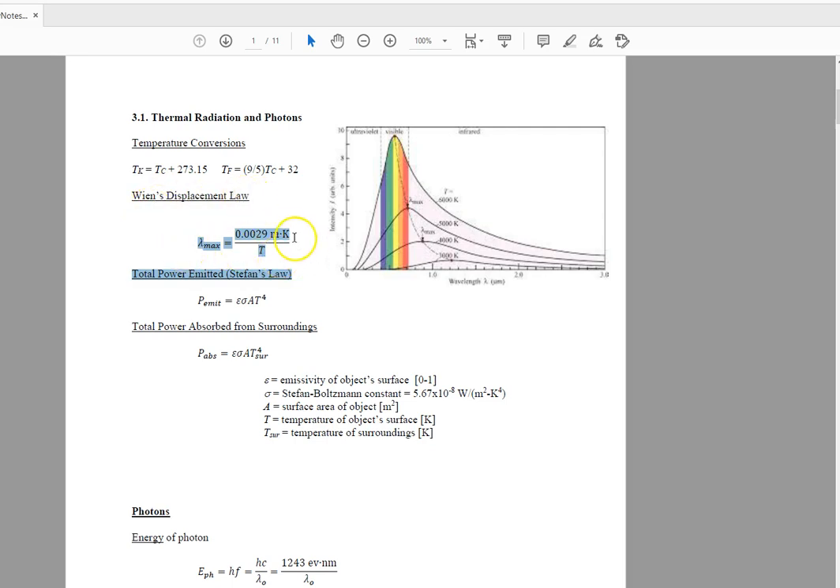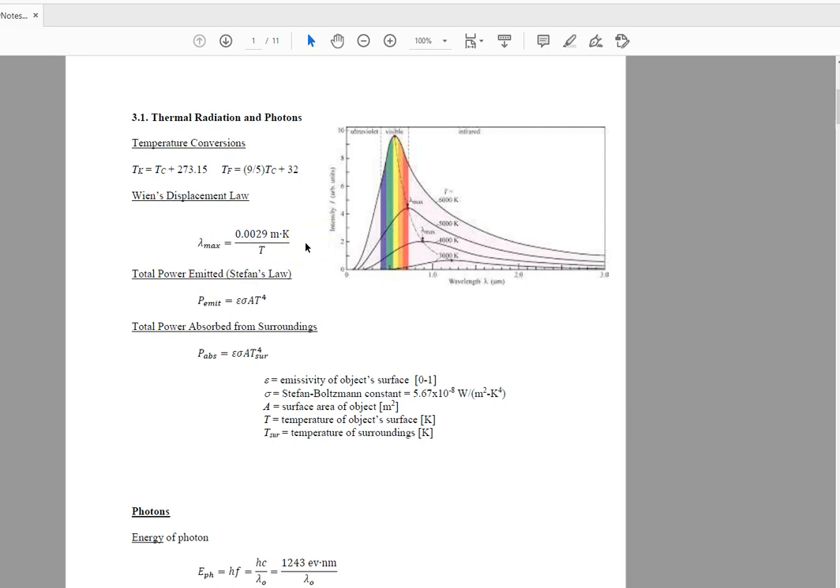Now realize we are going to be using Kelvin for our temperature scale. So I remind you guys, up here are temperature conversions. Celsius plus 273.15 will get you Kelvin. And then you can convert Celsius to Fahrenheit or vice versa using this equation right here. So just don't forget your temperature conversions. Write them down on your study sheet when you come to take a test, and you can use them for homework too. So here's Wien's Displacement Law.